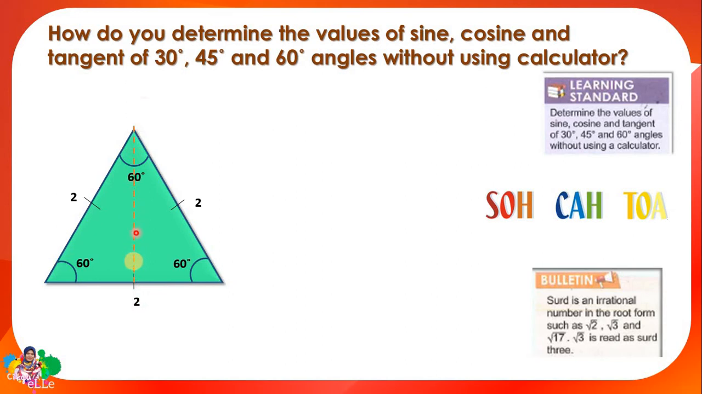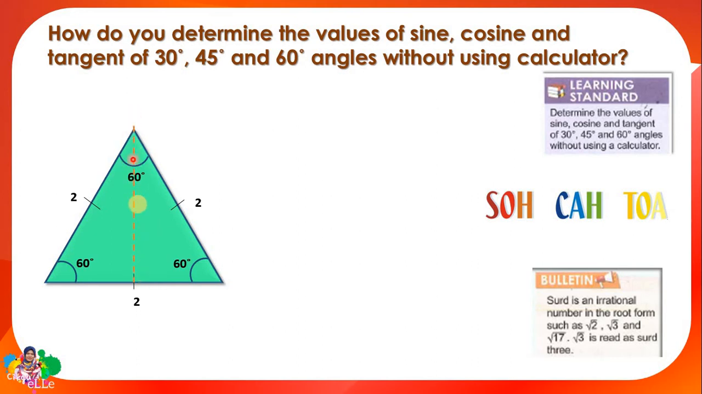Okay, this line is known as the axis of symmetry of this triangle. Remember, you learned in Form 2 the axis of symmetry for regular polygon. Axis of symmetry means that when you fold this triangle at this line, this side or this shape will overlap exactly this shape.